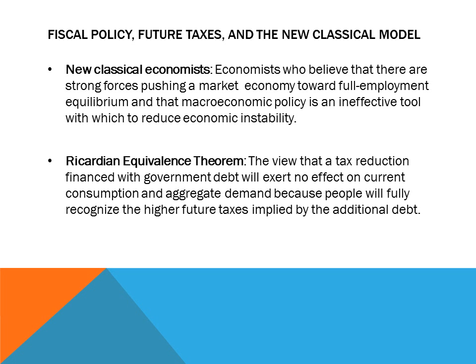So if the Keynesian model has some problems, we should take a look at some alternative scenarios or alternative theories about macroeconomic policy. In this section we will cover fiscal policy, future taxes, and a new classical model, also known as the neoclassical model of economics. So, new classical economists are economists who believe that there are strong forces which will push an economy toward full employment equilibrium, and that government macroeconomic policy is largely an ineffective tool with which to reduce economic instability. One of their main tenets is the Ricardian equivalence theorem.